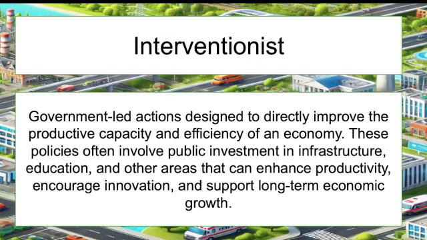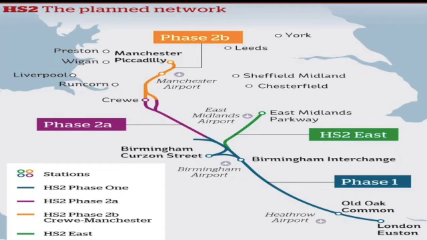So, what are interventionist supply side policies? These are policies which are direct, so the government is actively injecting expenditure to improve factors of production. UK examples include the HS1 and the controversial HS2 routes, where the government is directly investing in rail infrastructure to support geographic mobility.